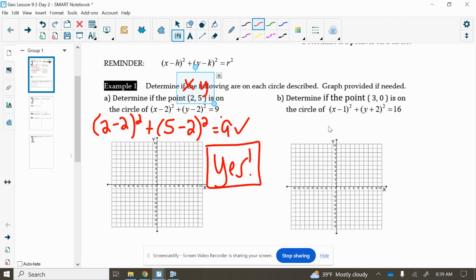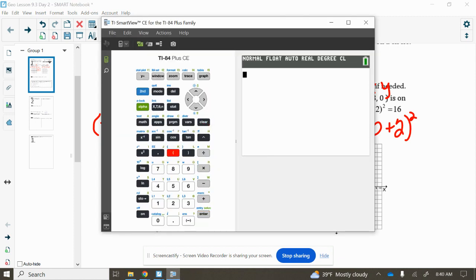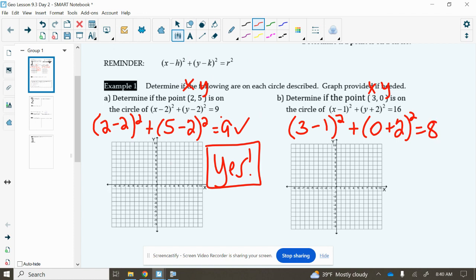We check out that second point. You can also double check for this particular problem: is (3, 0) on that equation of a circle? So we have x minus 1 quantity squared, 3 minus 1 quantity squared, plus 0 plus 2 quantity squared, and we're checking, is this 16? So we, again, are going to just type in 3 minus 1 quantity squared plus 0 plus 2 quantity squared. This time it equals 8, not 16. So this one would be a no.